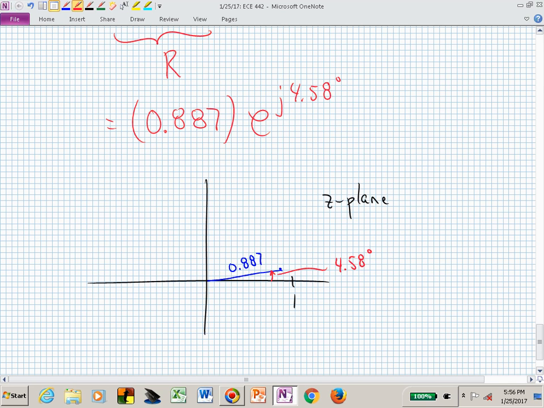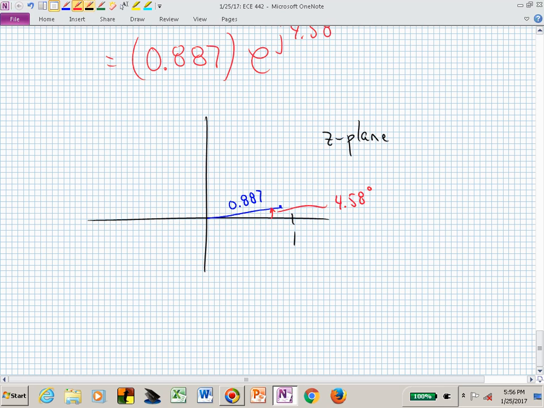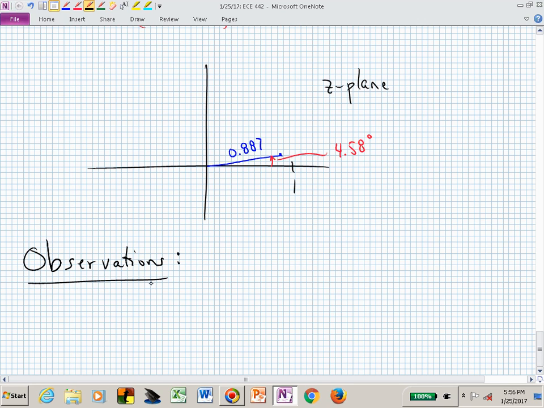Let's make some observations of what we have seen from this relationship between S-plane and Z-plane. First observation, when we looked at the magnitude of r, in this case it was e to the minus 3t. As long as t is a positive number, what do we know about the magnitude of e to the minus 3t?